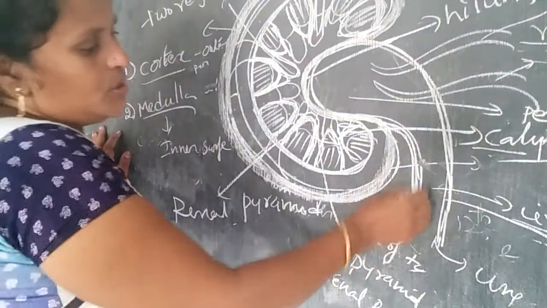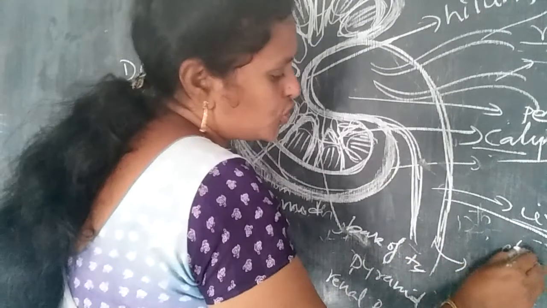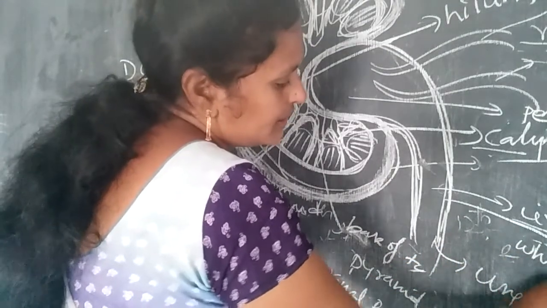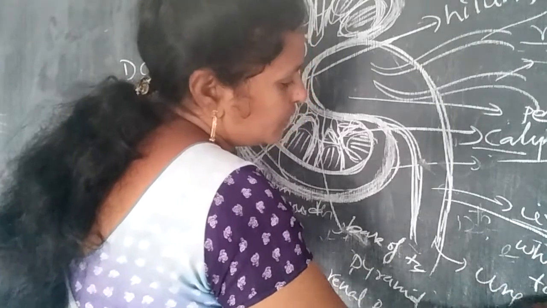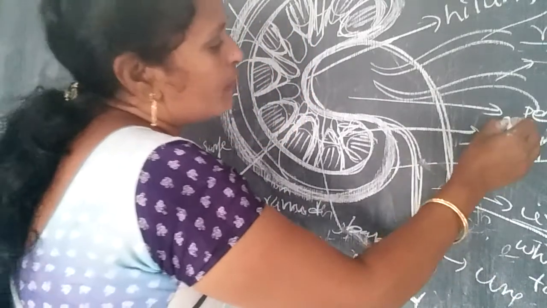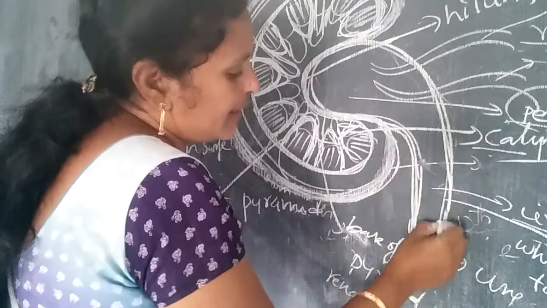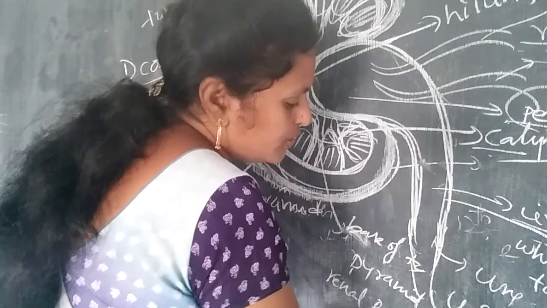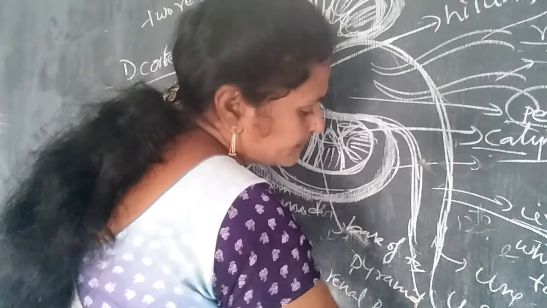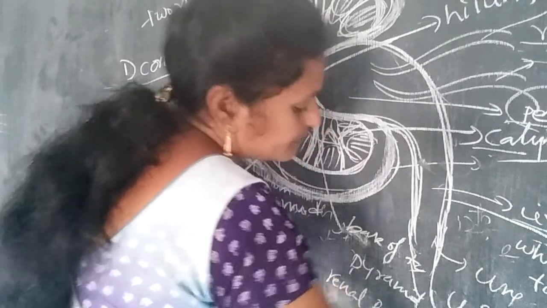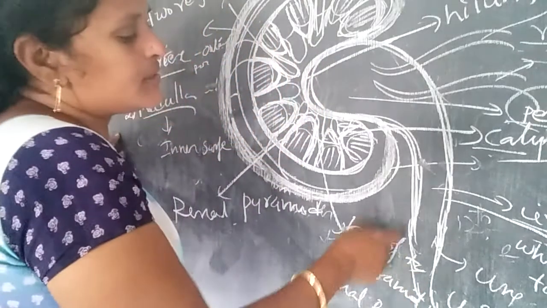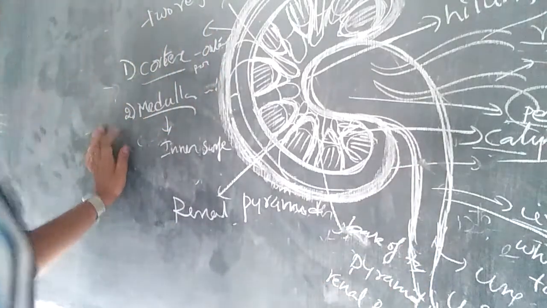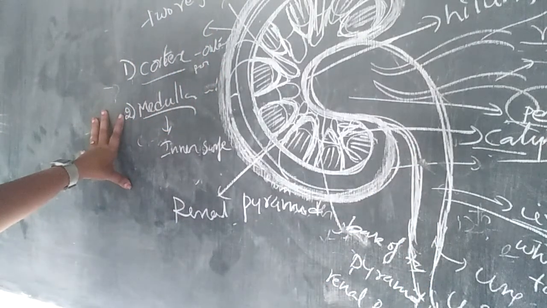Next, the ureters. Ureters are whitish tubes formed from the funnel-like structure of the pelvis, and they open into the urinary bladder. The ureters are covered by transitional epithelium. So these are the ureters.